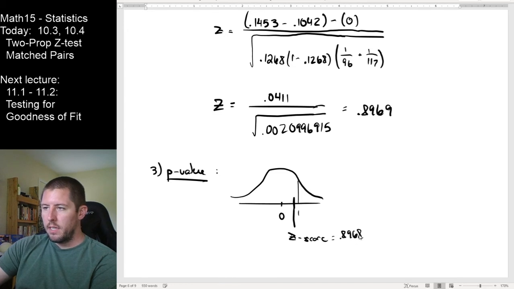0.8969. And so our area of interest here is all this area out here. This whole thing is our p-value out here. Right? That's a lot of area. We're going to get a very large probability saying it's very likely that if we were to do this again, that we'd see more results that are like this.